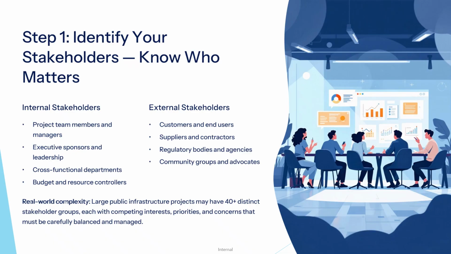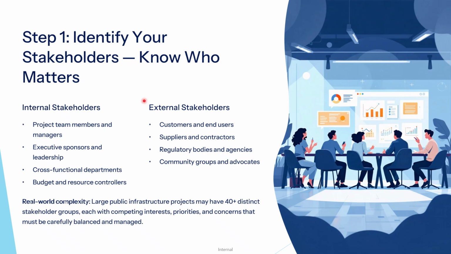What are the steps? First, identify your stakeholders. Who matters, who are the internal stakeholders and who are the external stakeholders? Internal stakeholders are project team members, project managers, executive sponsors or leadership, cross-functional department heads, employees, and project resource allocation controllers. External stakeholders are those impacted by the project, like customers, vendors, suppliers or contractors, regulatory bodies and agencies, and community groups.